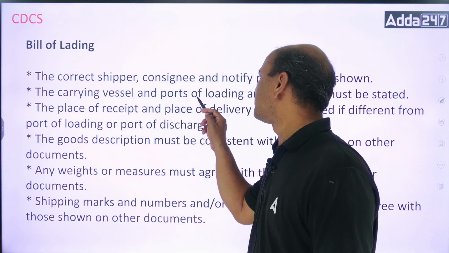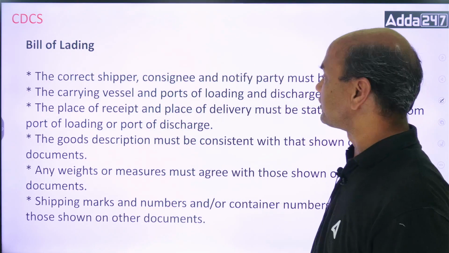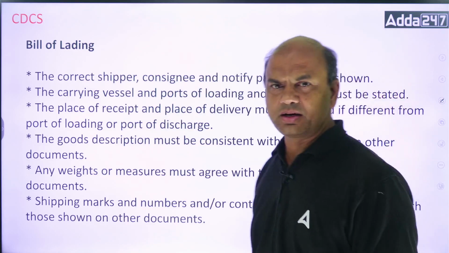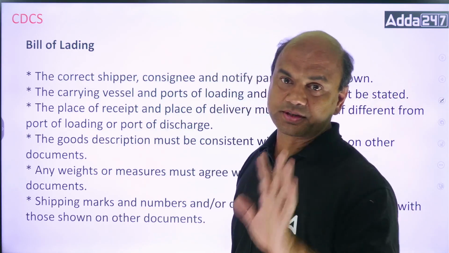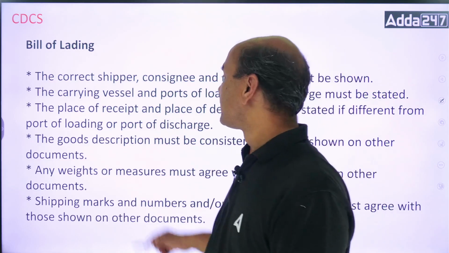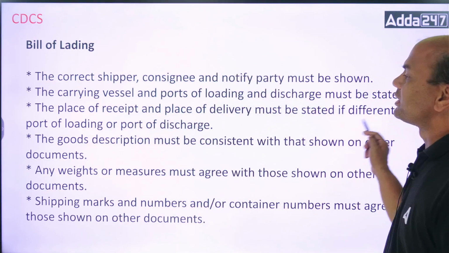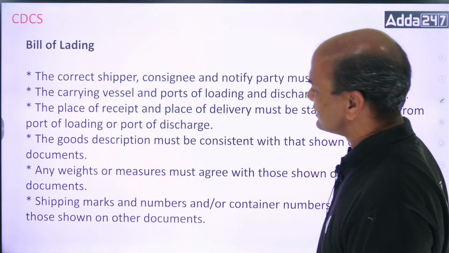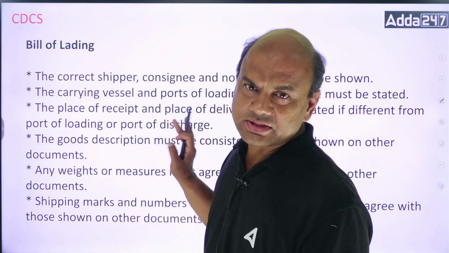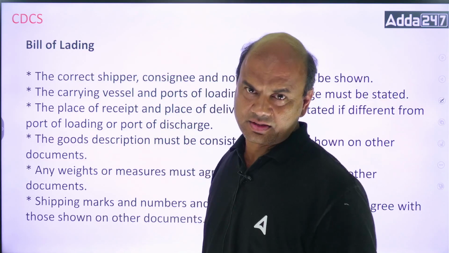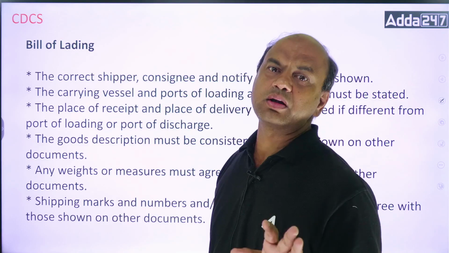The carrying vessel and the ports of loading and discharge must be stated, as per the LC. Very important. The place of receipt and place of delivery must be stated if different from the port of loading or port of discharge. Now see this: place of receipt and place of delivery. This applies if it is stated in the credit. Everything depends on what the credit says.